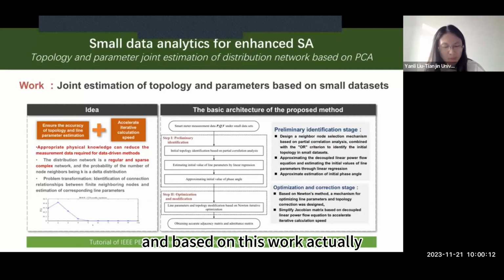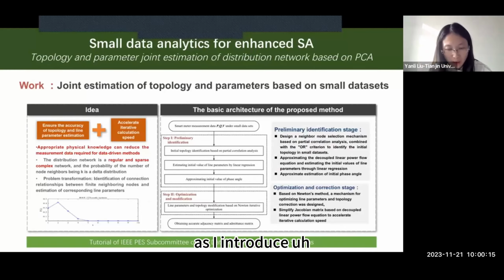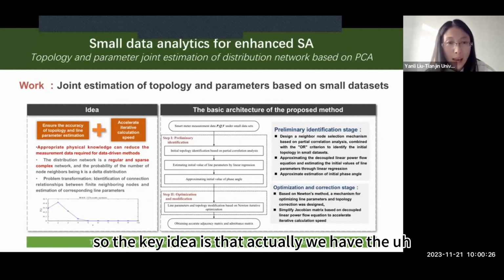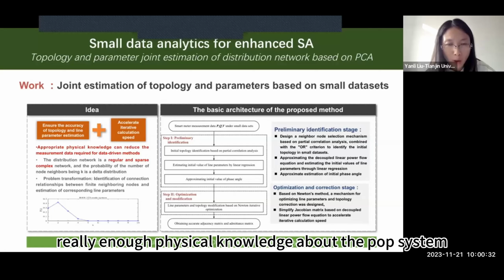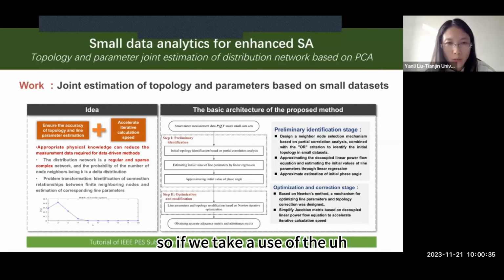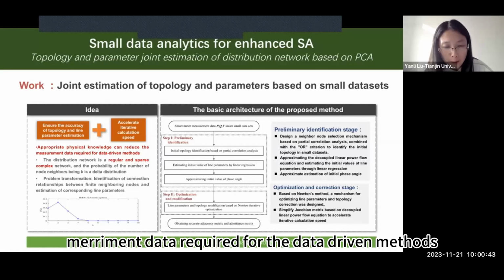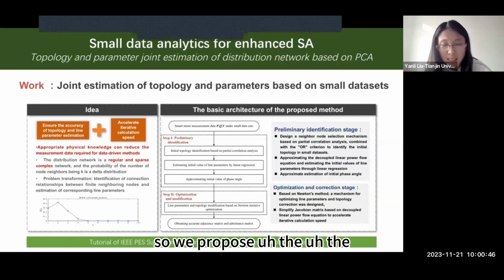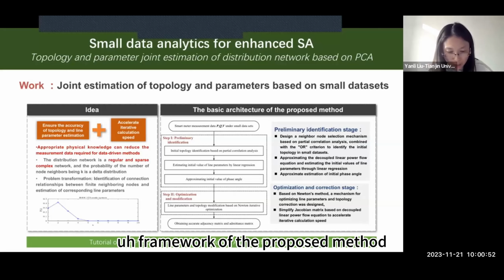And based on this work, as I introduced just now, we do not have enough data size to do the joint estimation of the topology and the line parameters. So the key idea is that we have really enough physical knowledge about the power system. So if we make use of good physical knowledge, it can help us reduce the measurement data required for the data-driven methods. So we propose this method. This is the basic framework of the proposed method.